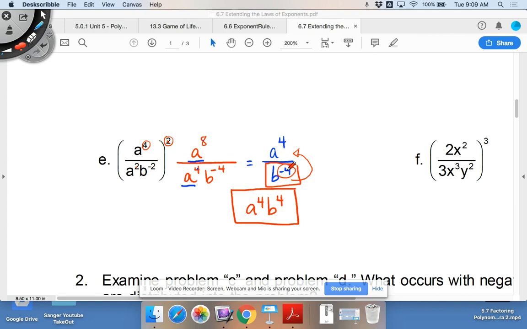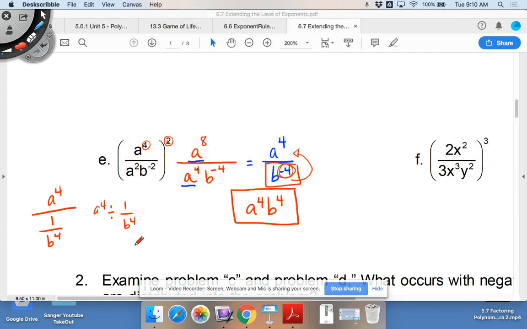Yeah, so when we have a negative exponent, it flips to the other side of the fraction bar. Since it's on the bottom right now, it's going to flip and go to the top, to the numerator, and then the exponent will change signs. If you want to know the why behind it, here's why. We could do a to the 4th over 1 over b to the 4th, and that's what we did yesterday. But this says a to the 4th divided by 1 over b to the 4th.